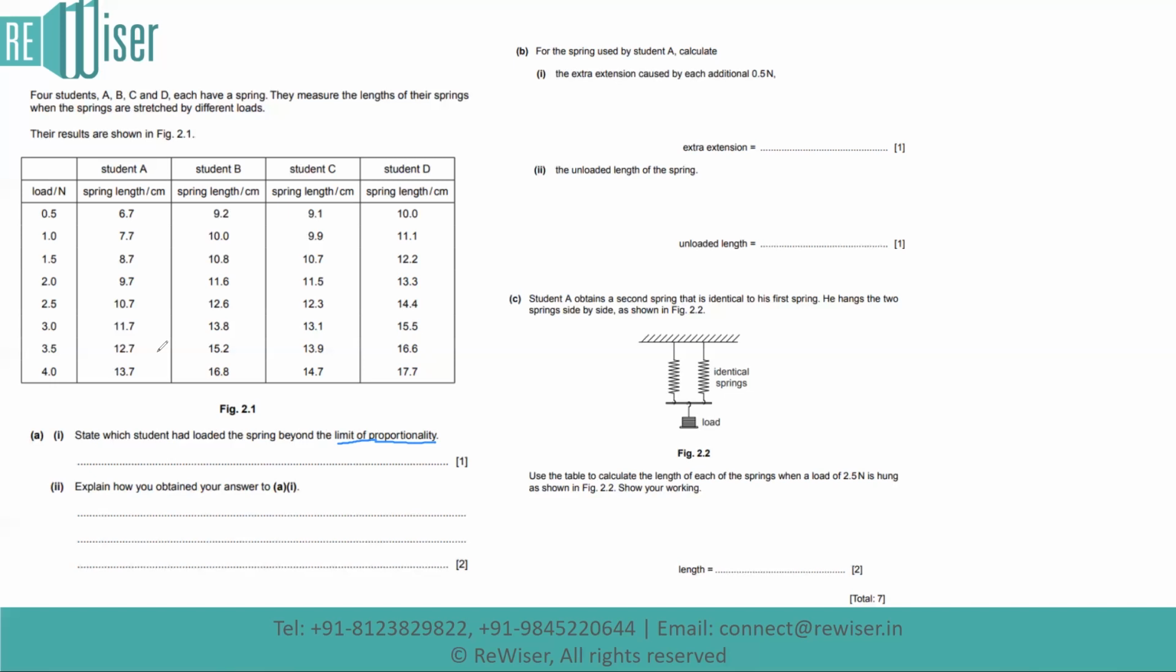The explanation is already provided. We understand that within the limit of proportionality, the load increases uniformly, so should the extension. Whenever the extension is not uniformly increasing along with the load, or there is no linear relationship obeyed between load and spring length, we understand that the limit of proportionality is exceeded. This helped us answer part A. Moving on.